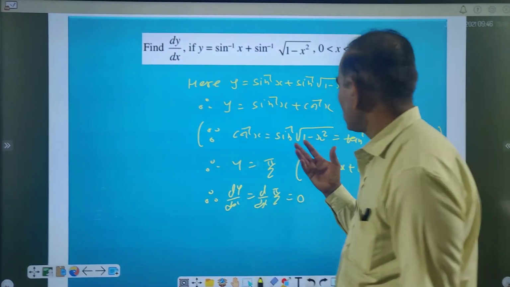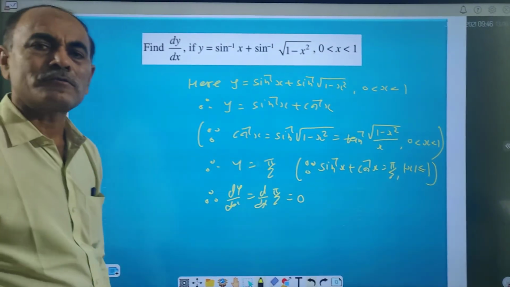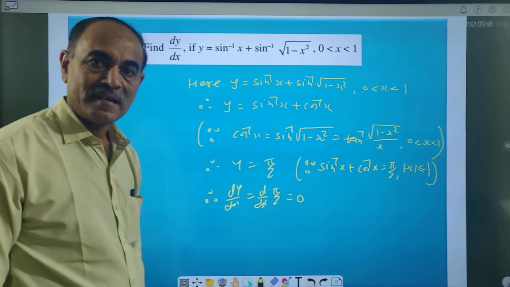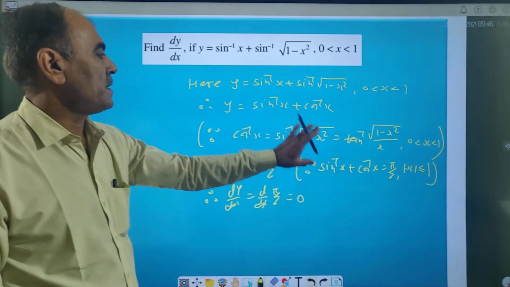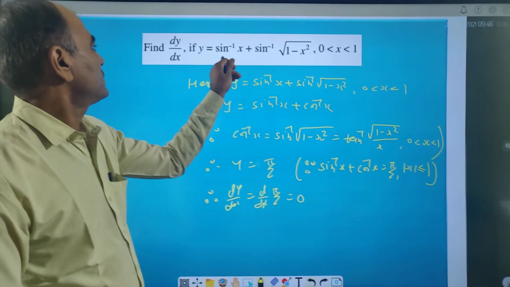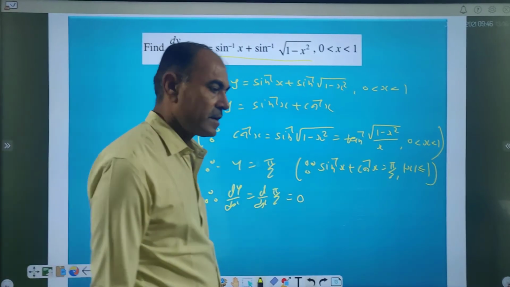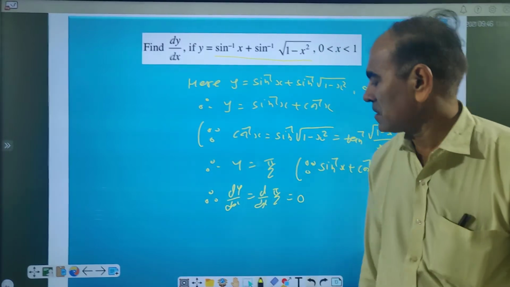If you are not going to recall the standard form, you can differentiate directly also. Then you also get the answer. It is not necessary that you have to apply this form here. This function y is given to us. Differentiate directly, that is also possible. In that way also you get the same answer.